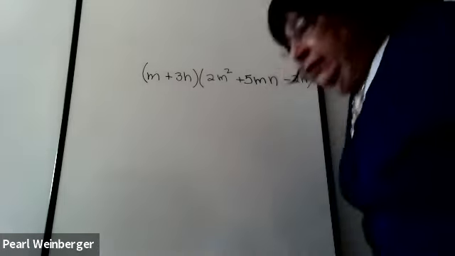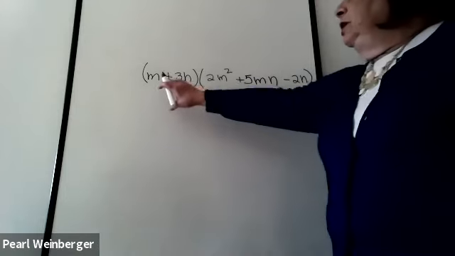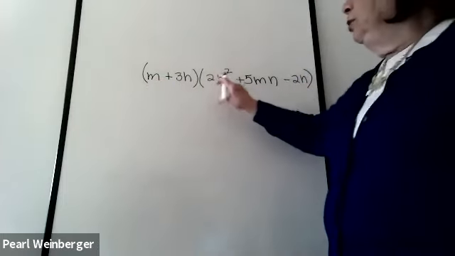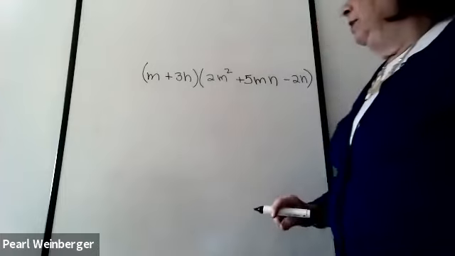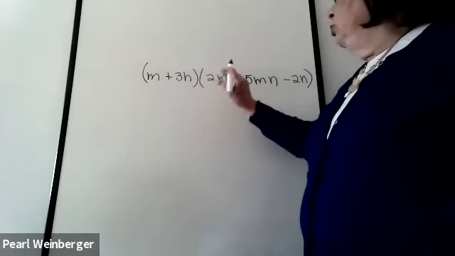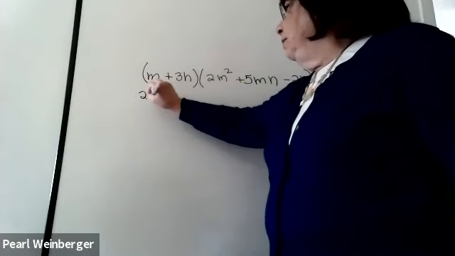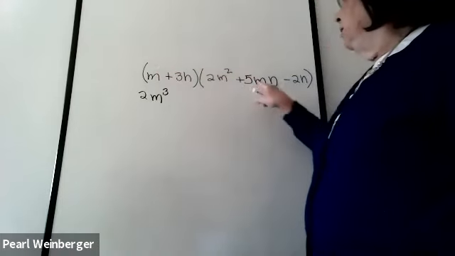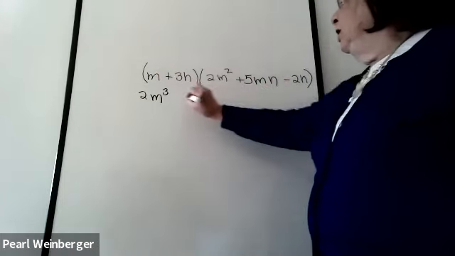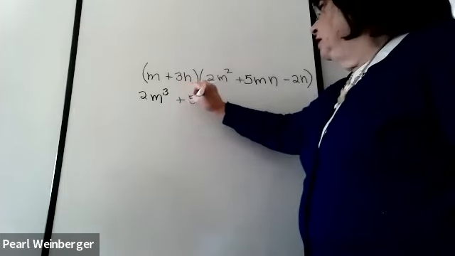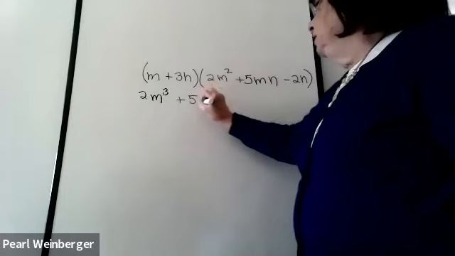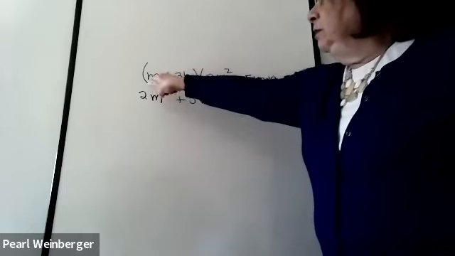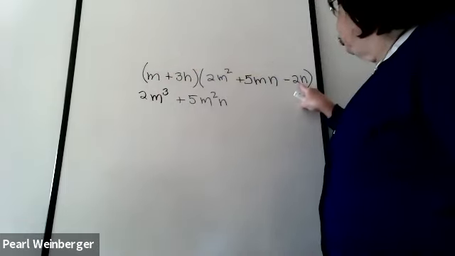Okay, let's try this together. We're going to take and multiply each term in the second parentheses by the 1m, the m that's over here. So m times 2m squared will give me 2m to the third. Multiplying the m times the 5mn will give me plus 5. Well, the m times the m will be m squared, and I'll just bring down the n. And finally, I'm going to multiply the m times negative 2n.